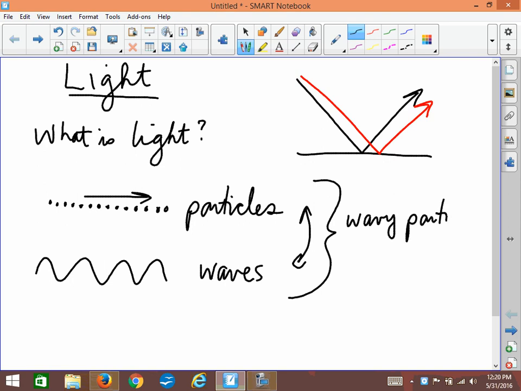Which means that sometimes it behaves as a particle, and sometimes it behaves as a wave. And we just have to accept the fact that's the way it works. It's weird.